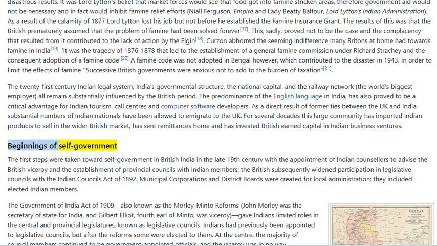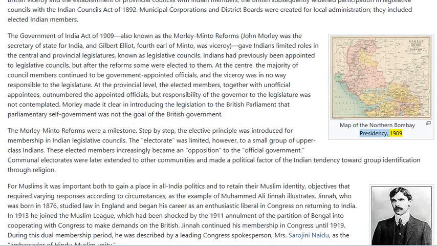Beginnings of self-government. The first steps were taken towards self-government in British India in the late 19th century, with the appointment of Indian councillors to advise the British Viceroy and the establishment of provincial councils with Indian members. The British subsequently widened participation in legislative councils with the Indian Councils Act of 1892. Municipal corporations and district boards were created for local administration. They included elected Indian members. Map of the Northern Bombay Presidency, 1909.